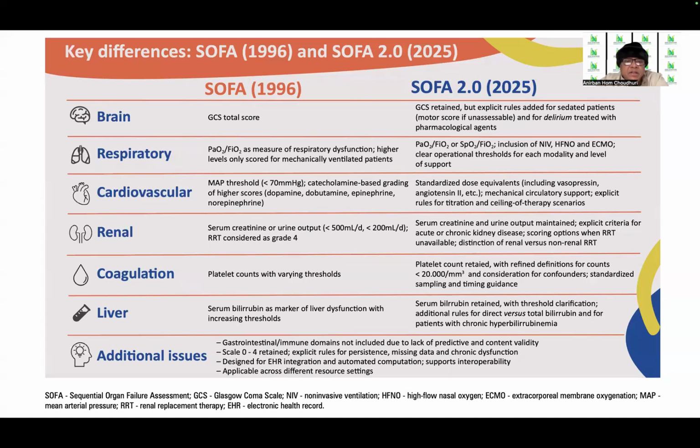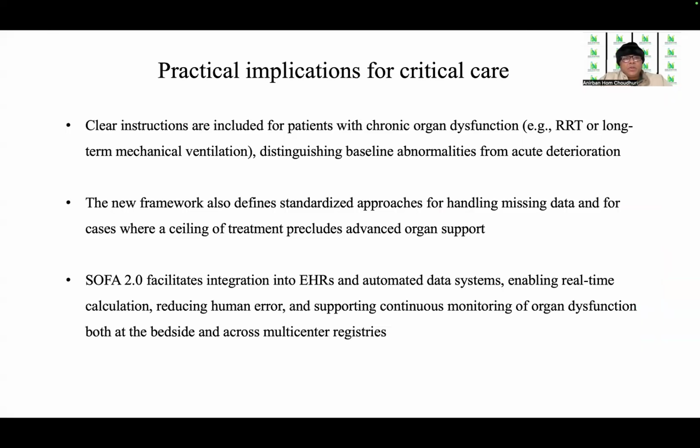The additional issues are that the gastrointestinal and immune domains are not included because of lack of predictive and content validity. The scale 0 to 4 is retained. Explicit rules for persistence, missing data, and chronic dysfunction have been added. It is designed for EHR integration and automated computation, so it supports interoperability and application across different resource settings. So these are some of the additional issues which have been incorporated in the SOFA 2 version. So what are the practical implications for critical care?